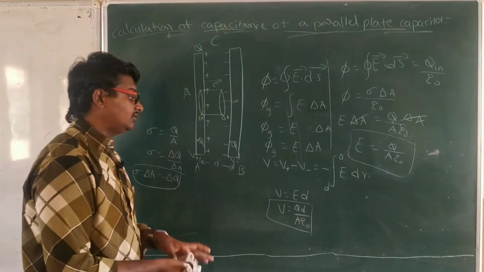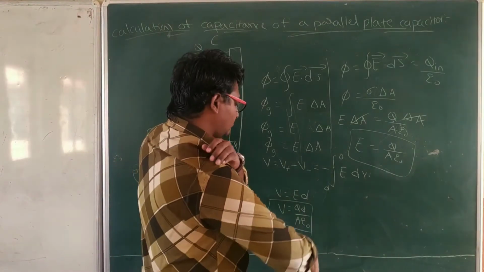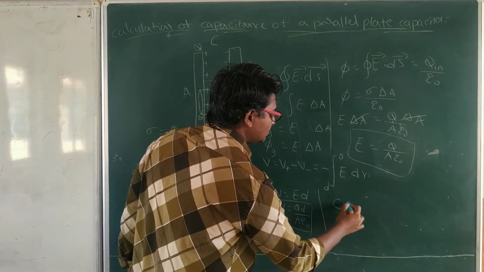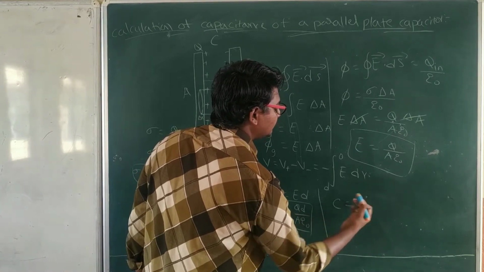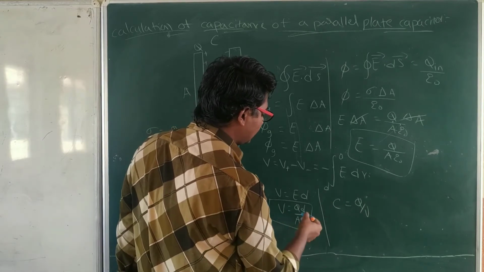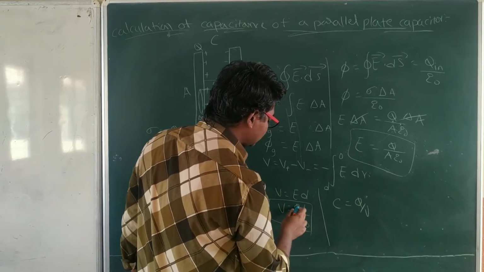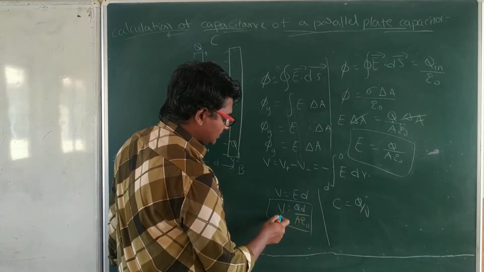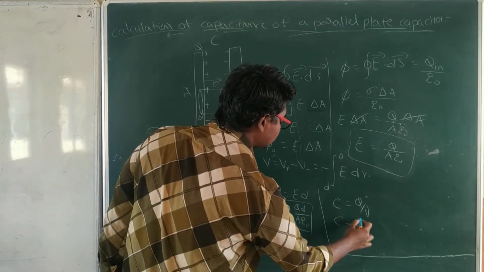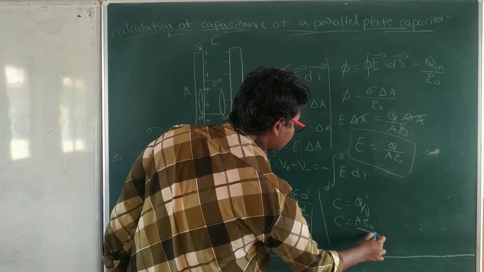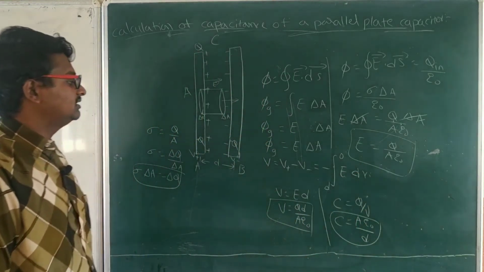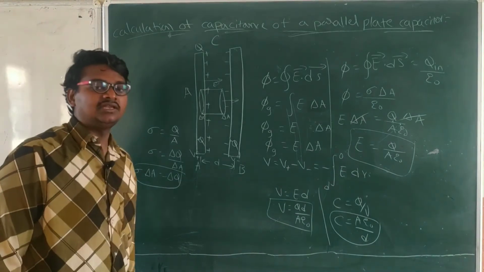Now we need to find out the capacitance. Just before we have discussed C. C is equal to Q by V. Now in this equation we will substitute this V value. Then we will get, or else we will shift Q to this side, A epsilon naught to this side and D to this side. That is C is equal to A epsilon naught by D. Epsilon naught A by D is the capacitance value.